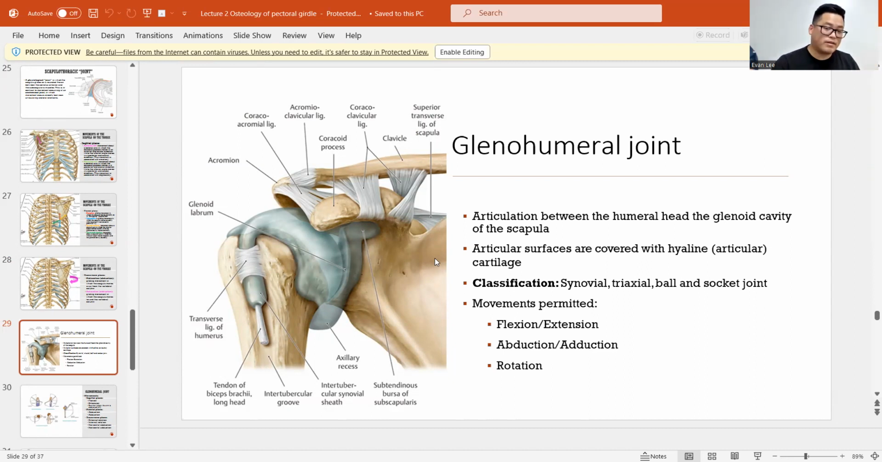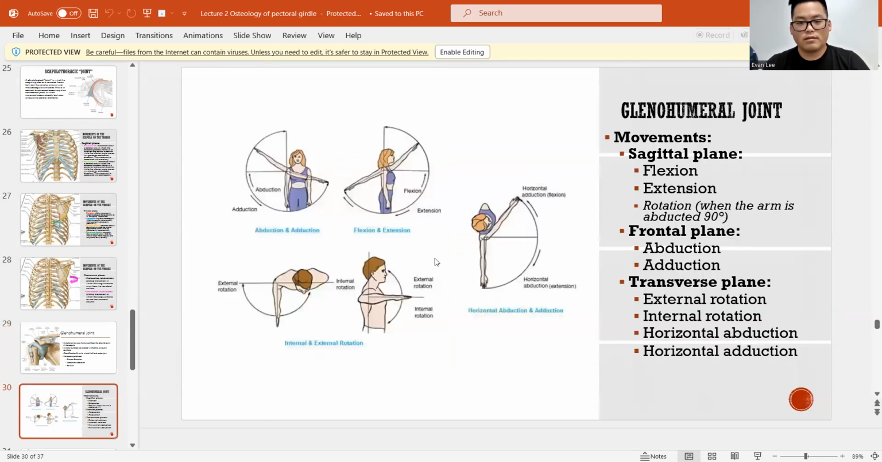And just to remember, we are moving the arm. So when we talk about movements of the glenohumeral joint, we're talking about what's happening specifically to the humerus. So moving the forearm is technically different, but it obviously moves with it to some extent because it's attached. But we are talking about how the humerus is going to move. So these movements are described along their different planes.